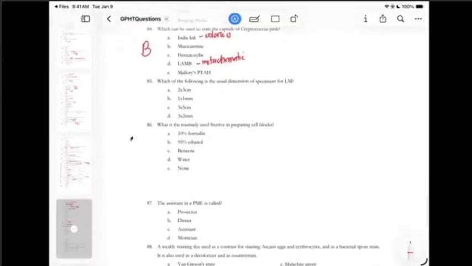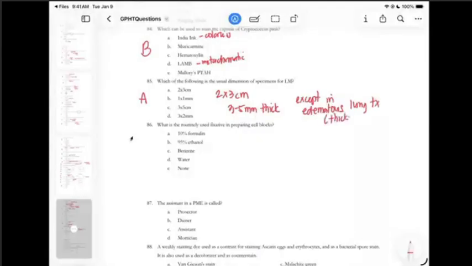85, what is the usual dimension of the specimen for light microscopy? That is around 2 by 3 centimeters. So 2 by 3 centimeters. Ang thickness niyan, mga 3 to 5 millimeters thick. So that would be the usual dimension, except in edematous lung tissue. Pag edematous lung tissue, the thickness is 1 to 2 centimeters. So number 85, that's letter A.